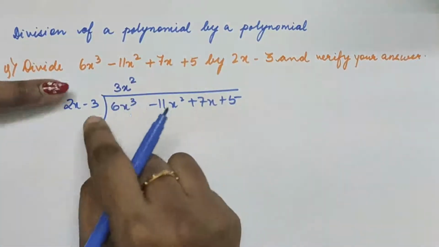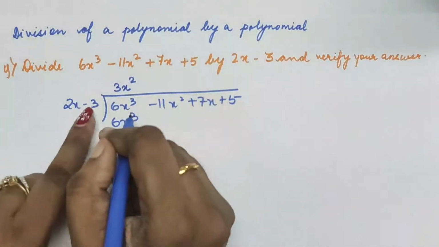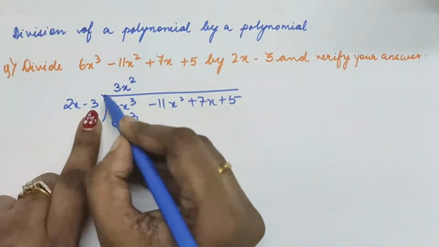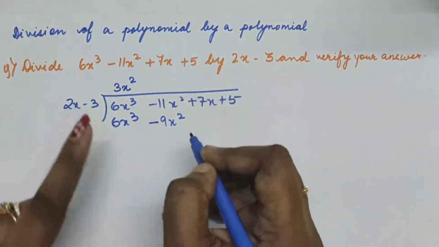When I multiply this term, I get a 6x cube, and now I have to multiply the second part of this polynomial with this value again. So I get minus 9x square, right?